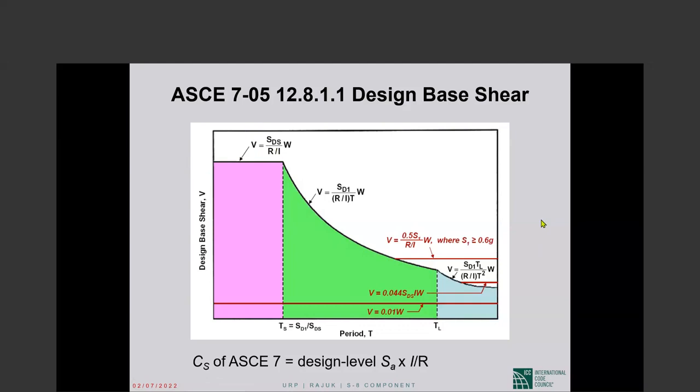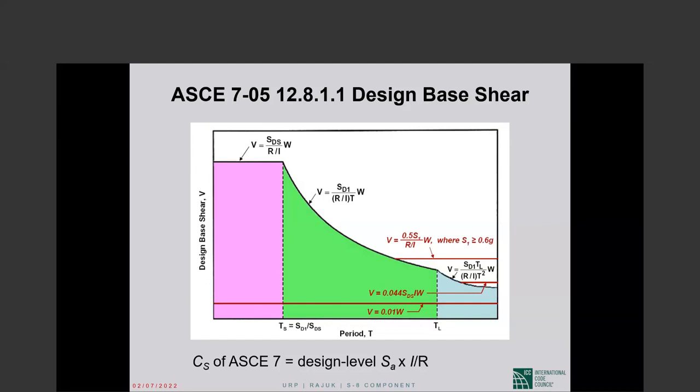Modification number 4 is the descending branch, or this third branch, 1 over T or 1 over T squared, will give us 0 base shear at a long enough period. And we do not want to design for 0 or very low base shear. So we impose minimum values of design base shear.